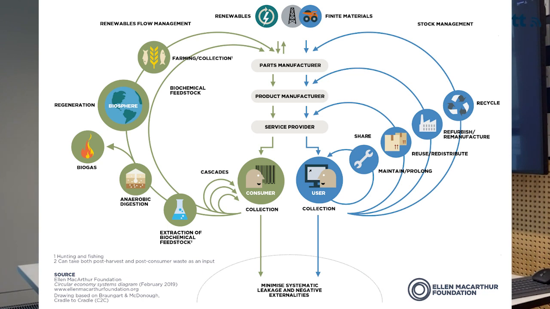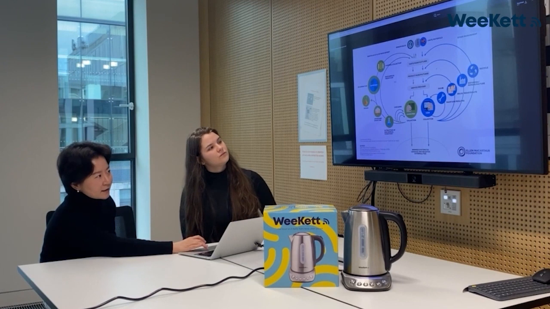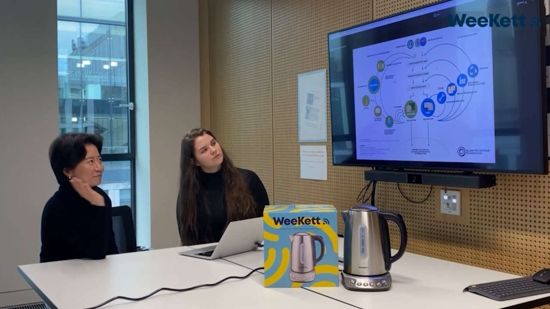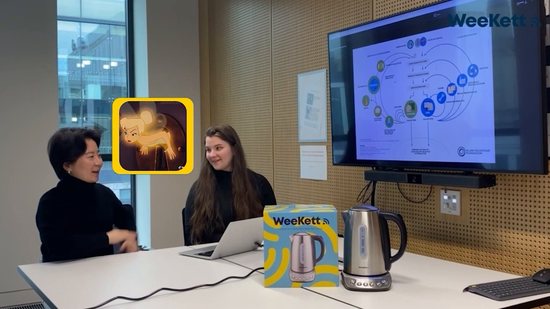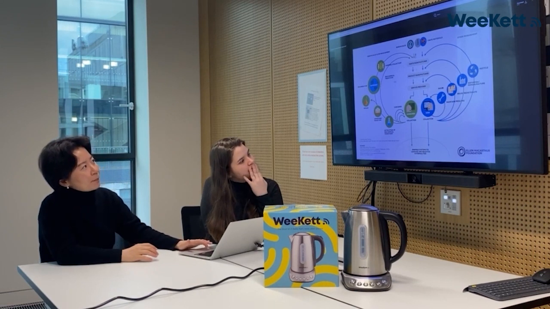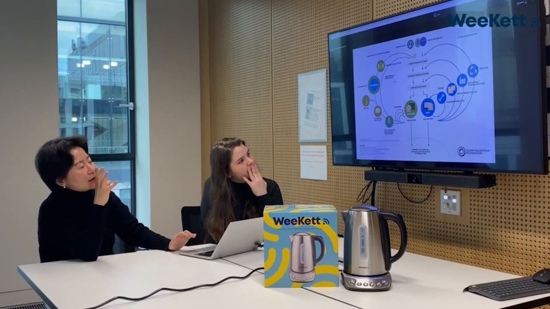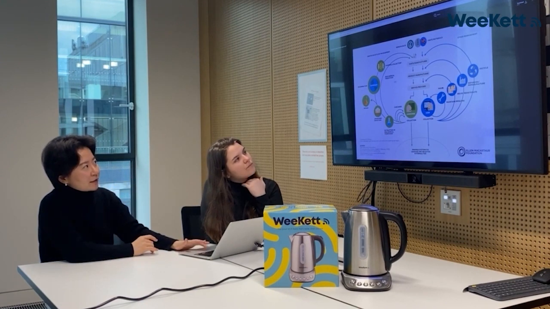So this is, I would say, a very iconic butterfly diagram in the circular economy world. These days we're only going to talk about the right-hand side, which is the material world. So on the right-hand side, as you can see, we extract things from nature and manufacture things.